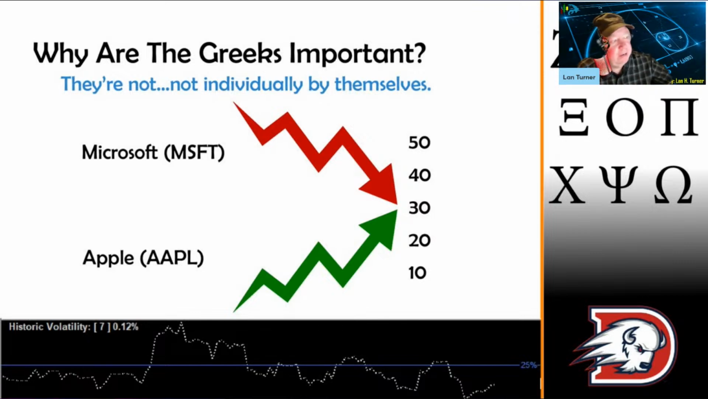But 30 for Microsoft is low because it's coming down, and 30 for Apple is high because it's coming up. But if you just have the one number, 30, what good is that? It means absolutely nothing to you. So just having one single number out of this magical formula of the Greeks doesn't really mean anything.